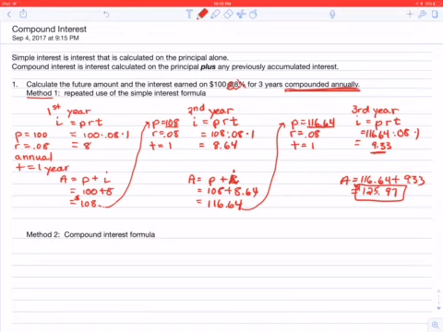Now to find out how much interest was earned, I could just add the interest that was earned at the end of each year. So I could add the $8 plus the $8.64 plus the $9.33 to get $25.97.